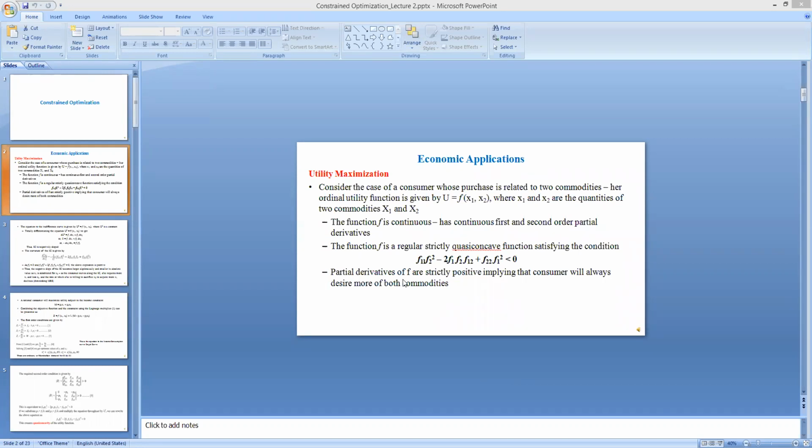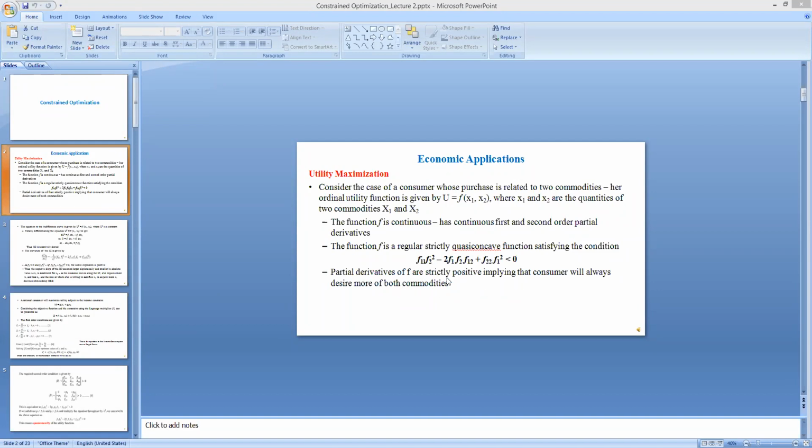Actually, if a function is quasi-concave, its level curve will be a strictly convex curve. I hope you can remember in your first semester, you learned about the indifference curve, and the type of indifference curve in general we consider is negatively sloped and strictly convex to the origin. So this quasi-concavity of f, that is the utility function, will ensure the strict convex curvature of the indifference curve.